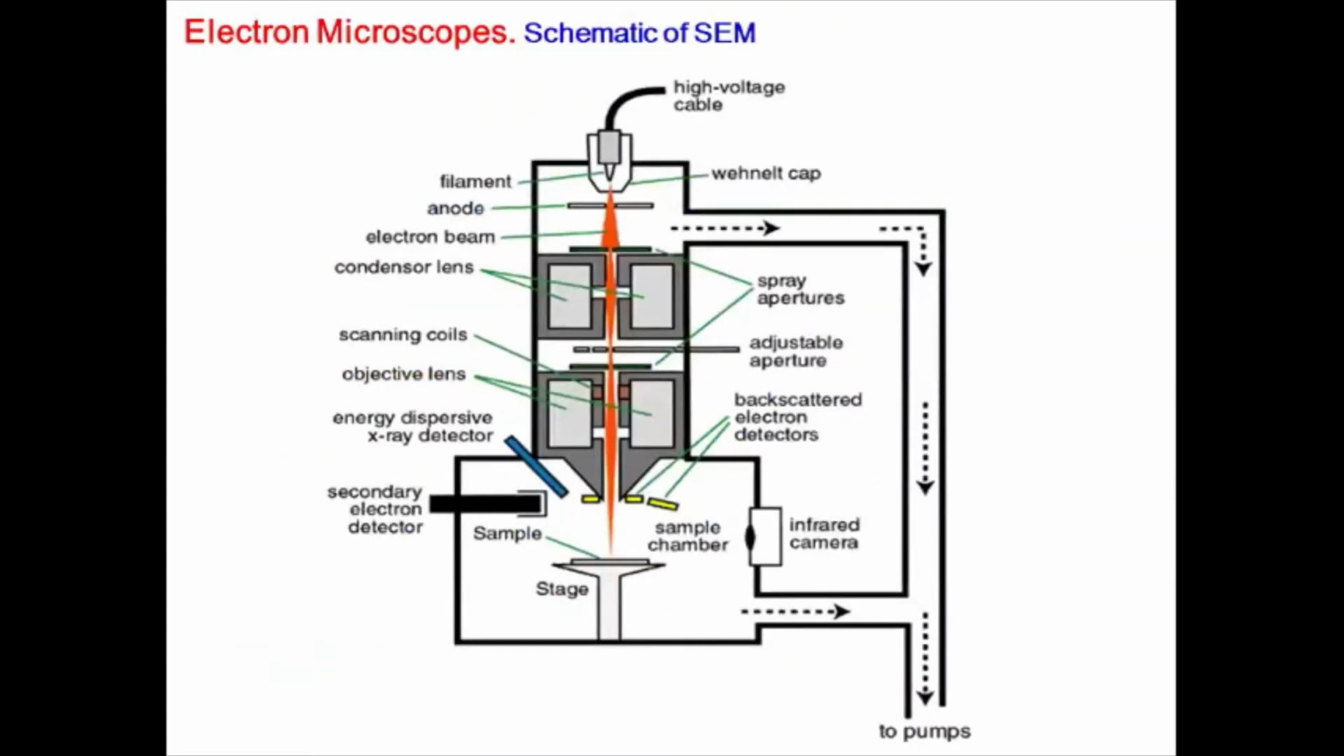So this is a schematic. At the top of the column, there is an electron gun. Then you have a set of lenses, condenser lenses, then apertures, mechanical apertures, which will cut down the size of the electron beam. Then you have a scanning coil to move the electron beam onto the sample in a raster scan manner. And then you have a set of detectors.